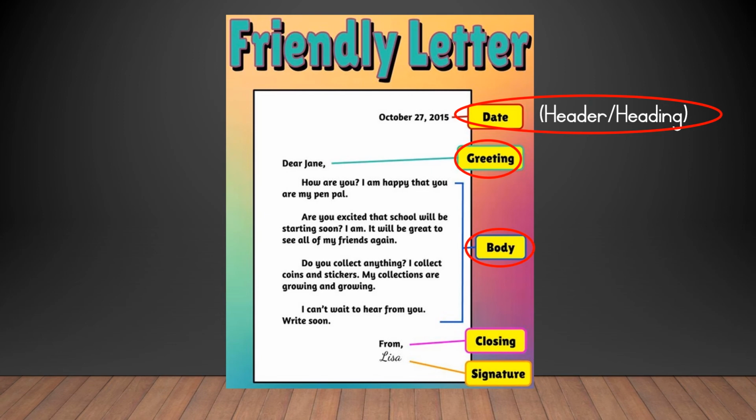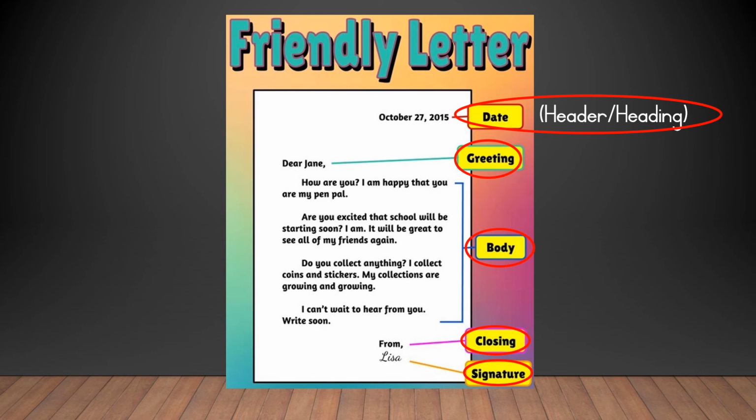Okay, now the next part is the closing. The closing is where you write from or with love or things like that. That's a piece that you end with. And then you end the last piece, number 5, with your signature. Now that is where you write your name. 5 pieces. The heading, where you write your date. Greeting, where you write dear and the person's name. The body, where you write your letter about what you want to tell them. The closing, the word from, or with love, or see you soon. And then the signature, your name at the end.